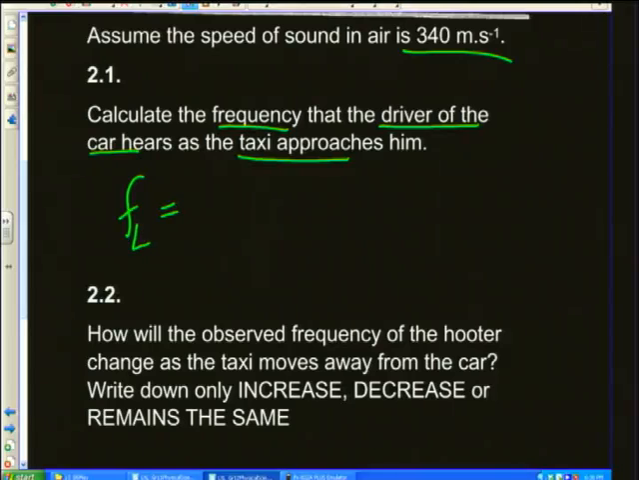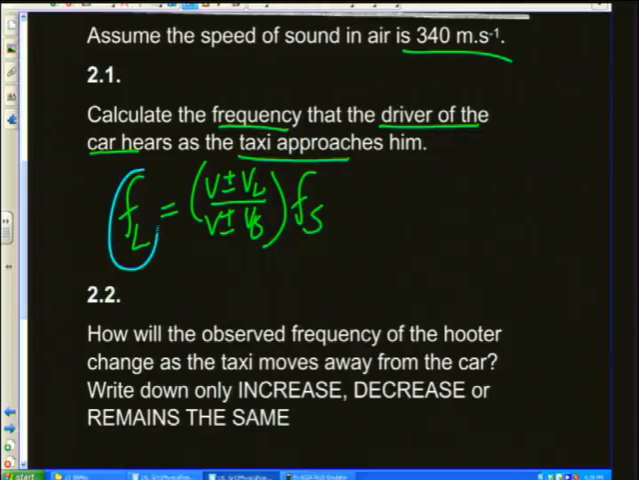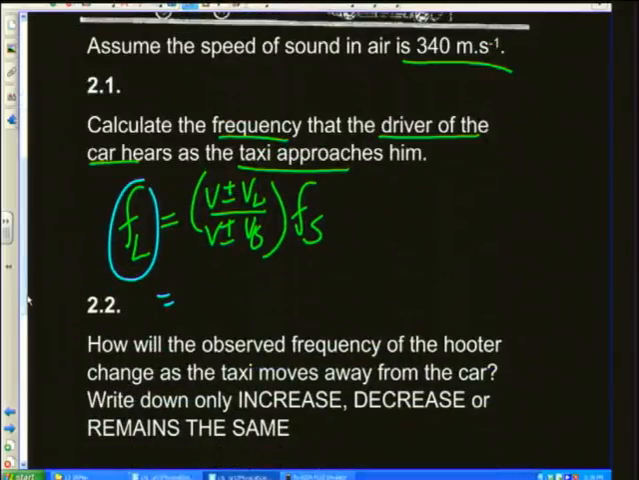f_L is equal to (v plus or minus v_L) over (v plus or minus v_s), times f_s. Guys, what can we substitute? We want to know the frequency the driver hears. We want to find this one. I'm going to do a quick substitution here. I know that the frequency of the source was given as 256, so I can put 256 over here. The speed of sound was 340 plus 0 because the listener wasn't moving anywhere.